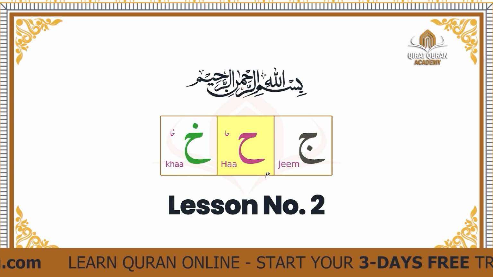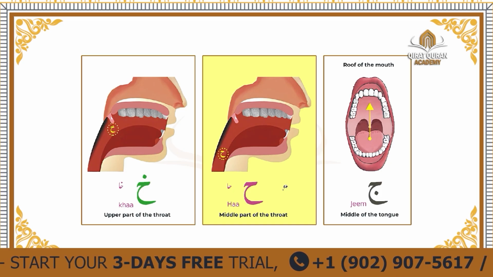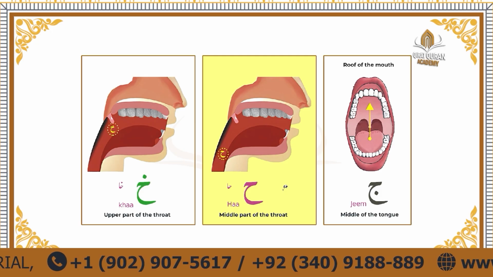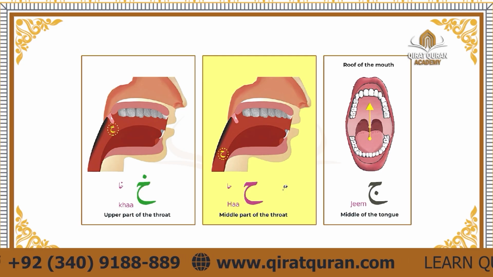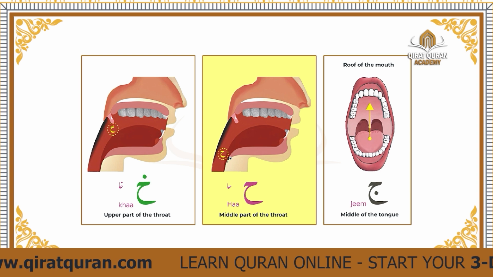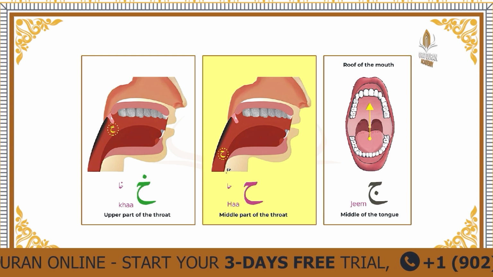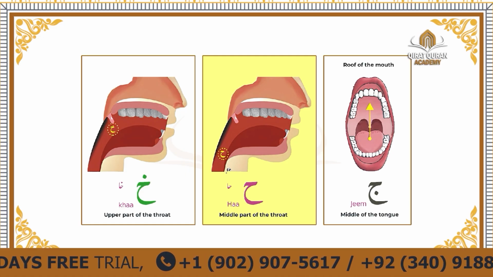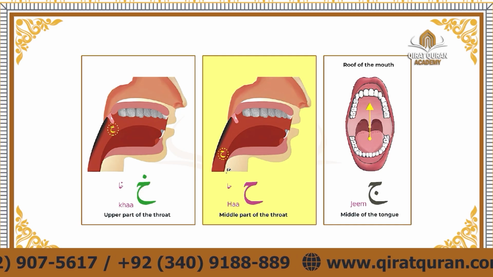Now look at this. This is the pronouncing point of the ha. Basically, our throat has three parts. One is the top of the throat, then the middle of the throat, and then the bottom of the throat. The top of the throat is the part on our mouth side, and the bottom part is the part on our chest side.